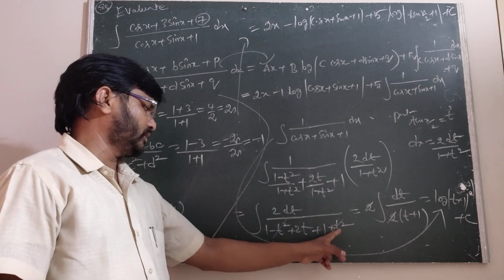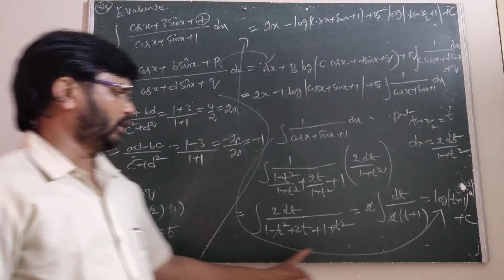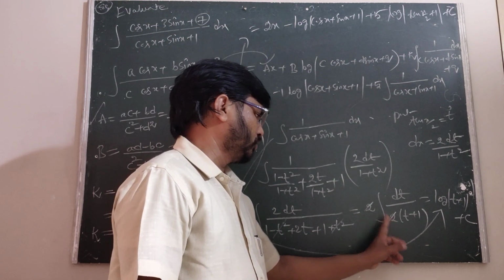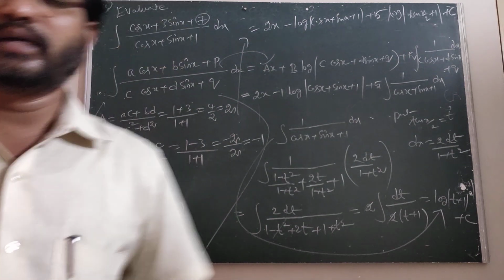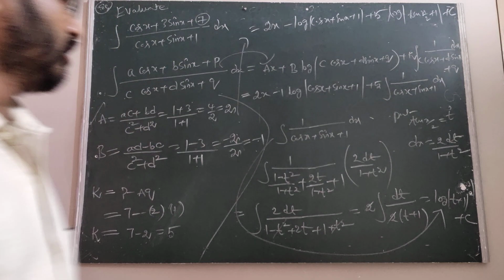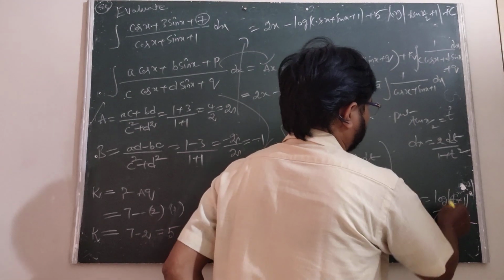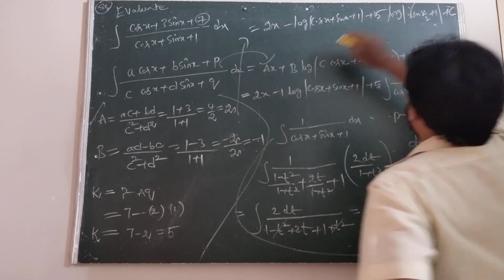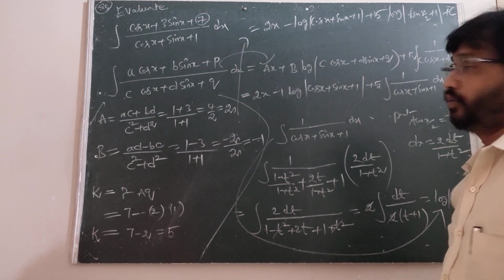Now this is the 1 plus t square. These two are cancelled. 1 plus 1 is 2. Now we are taking the common factor 2. The 2s cancel. Log mod of t plus 1. Therefore, log mod of t plus 1 is the answer, where t is tan of x by 2.